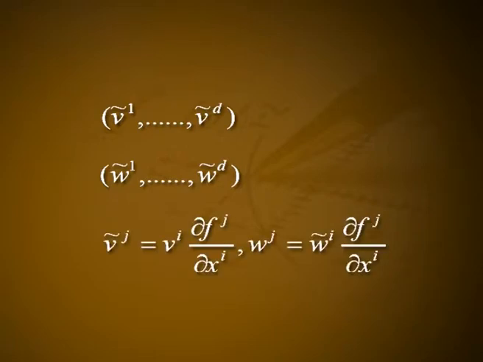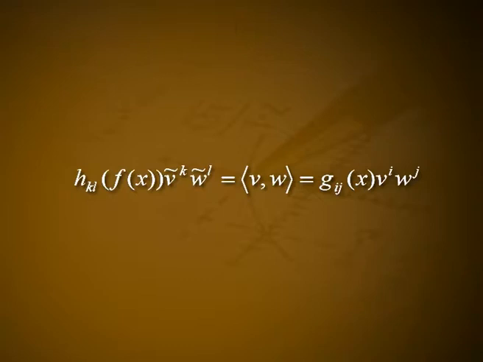In these coordinates, v and w have representations ṽ1, etc., ṽd and w̃1, etc., w̃d, with ṽj = vi ∂fj/∂xi and w̃j = wi ∂fj/∂xi. Let the metric in the new coordinates be given by hkl(y).